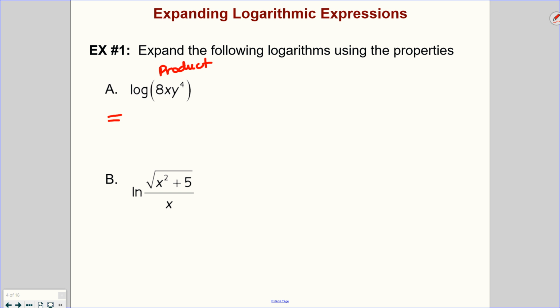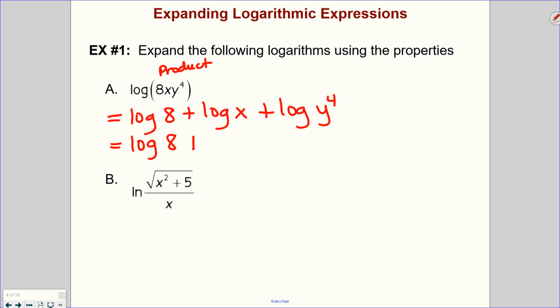So we know that the log of a product equals the sum of the logs. So we keep the base that we have, which is 10, because there's not a base written, and we just split, and they're all plus. It's the log of each one of them. Then we look to see if there's anything else we can do. Well, log 8 is log 8. There's nothing we can do. Log x is log x. But then on the last one, we do have a property that we can pull the power and put it in front. So we'll have 4 log y.